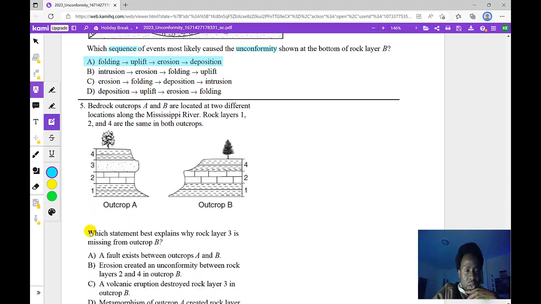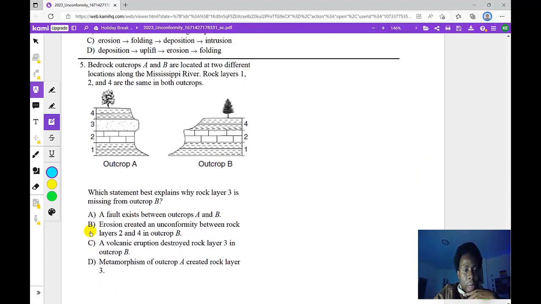All right, last question, question number 5. Which statement best explains why rock layer 3 is missing from outcrop B? So you have outcrop A here and outcrop B here. So layer 3 is missing. So we have layer 1 here, layer 2, layer 3, layer 4. So basically, layer 3 is missing. So between 2 and 4, 3 was eroded away. 3 was taken away.